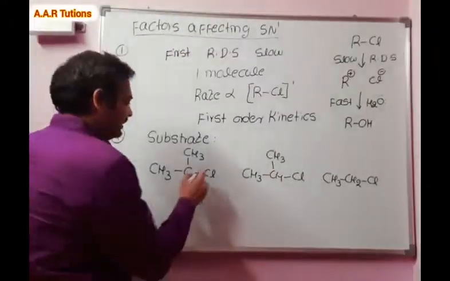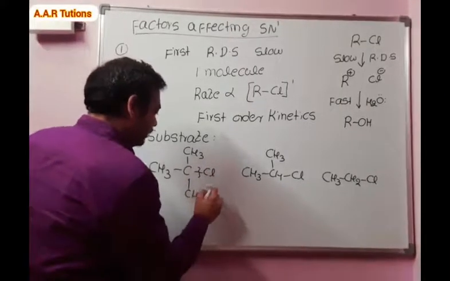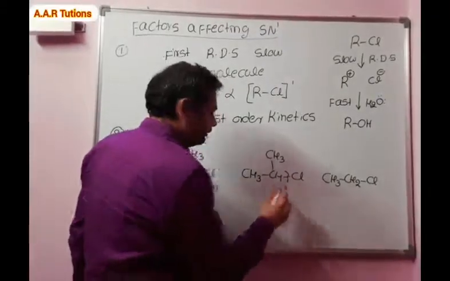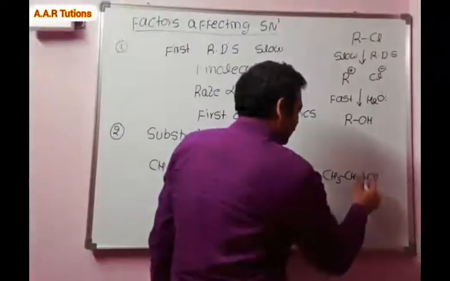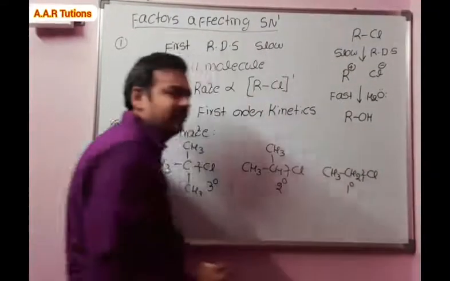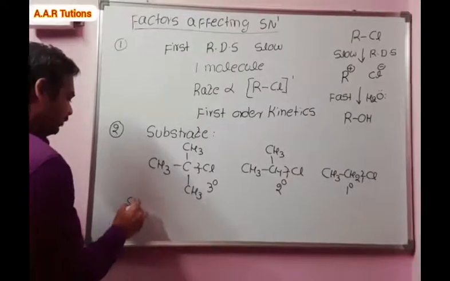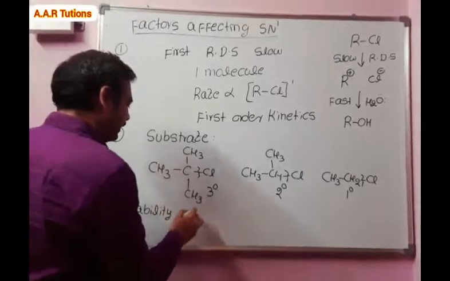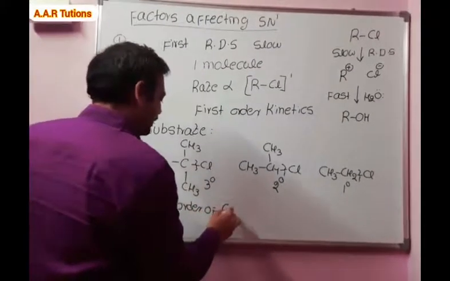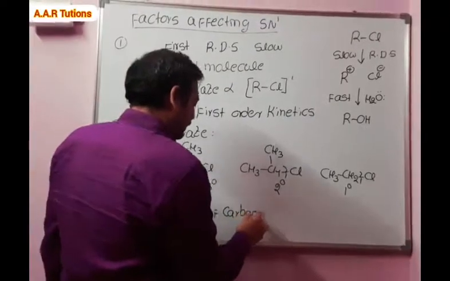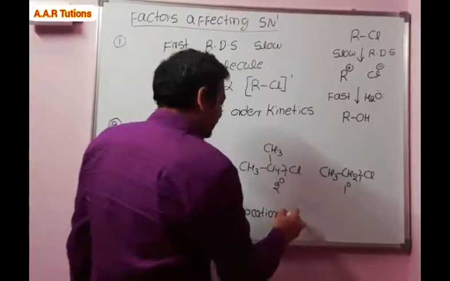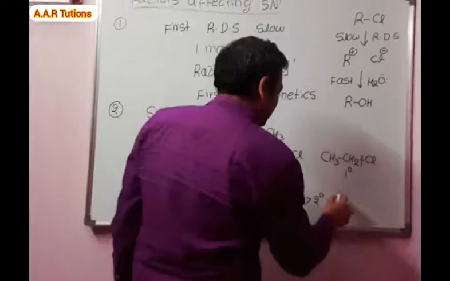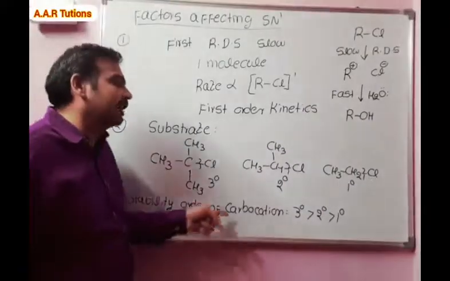In this case, tertiary carbocation is formed. In this case, secondary carbocation is formed. In ethyl chloride, on breakage of this bond, primary carbocation is formed. We know the stability order of carbocation: tertiary carbocation is more stable than secondary carbocation, which is more stable than primary carbocation.